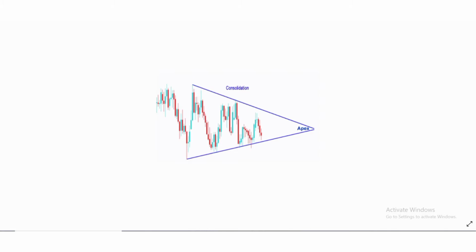So what happens, either the price breaks on the upside or the price breaks down on the downside. Now how to take a trade? If it breaks out on the upside, we can take a long trade. If it breaks down on the downside, we can take a short trade. So yes, how to take it?